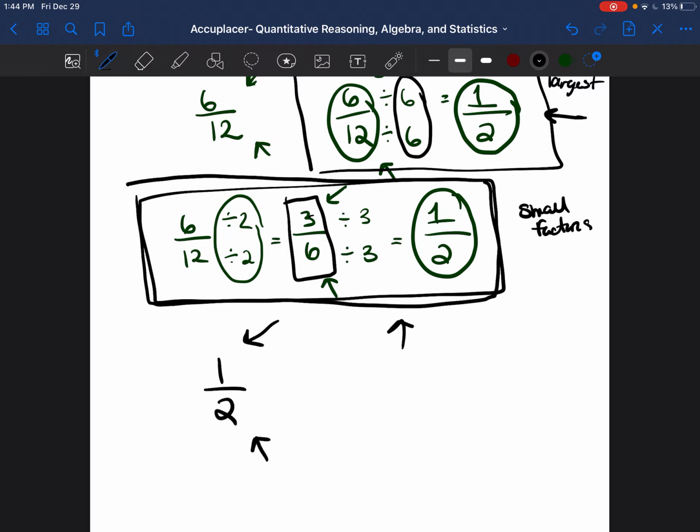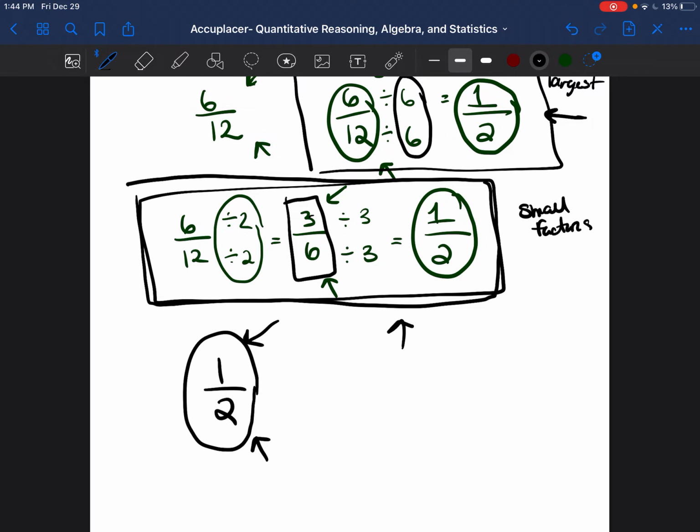In this case, the only factor that goes into 1 and 2 is 1. There's no number greater than 1 that you can divide both of these numbers by. So in the simplest form, it's 1 over 2. Again, if you need some more practice simplifying fractions, just let me know.